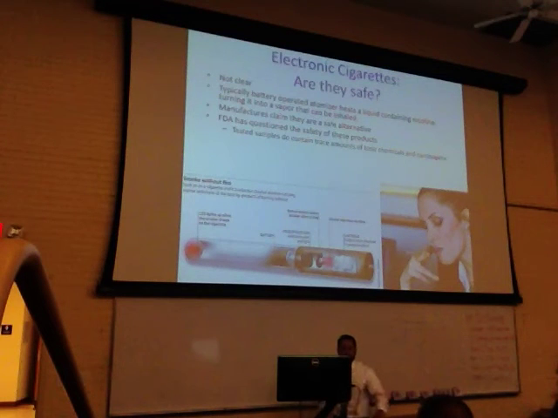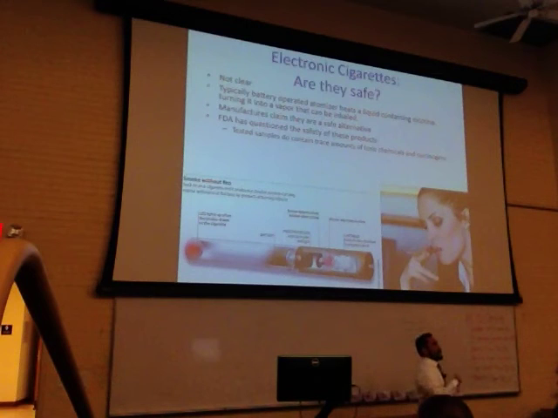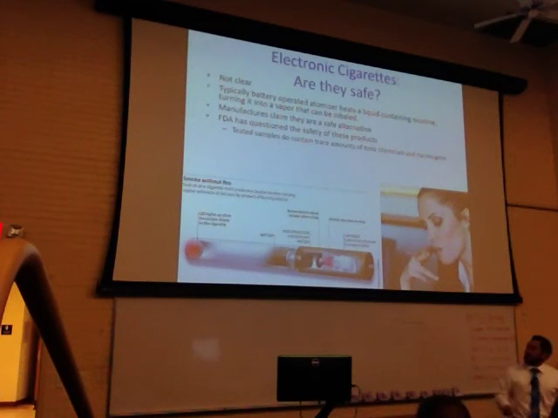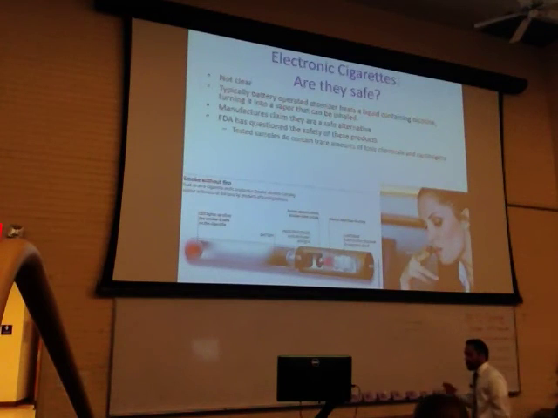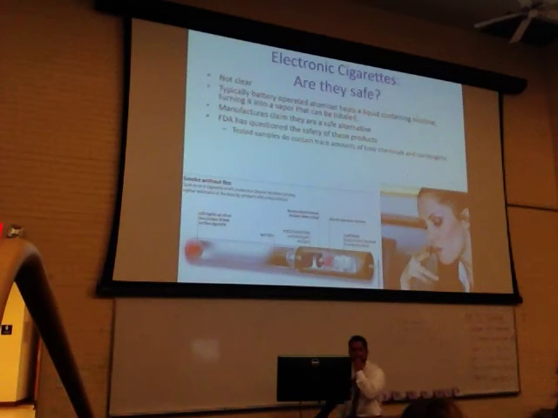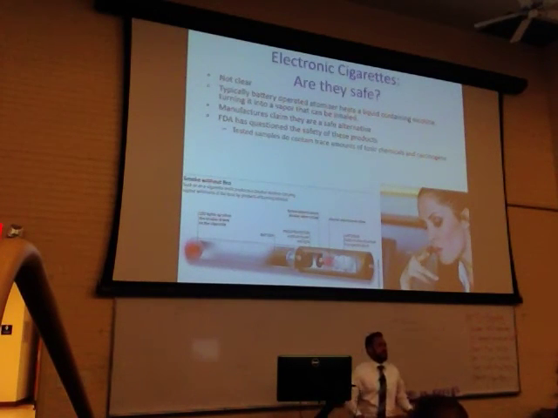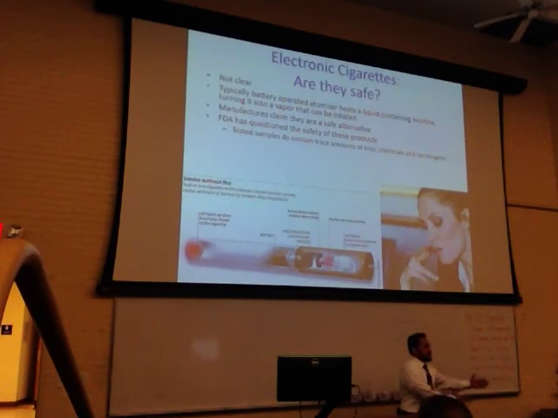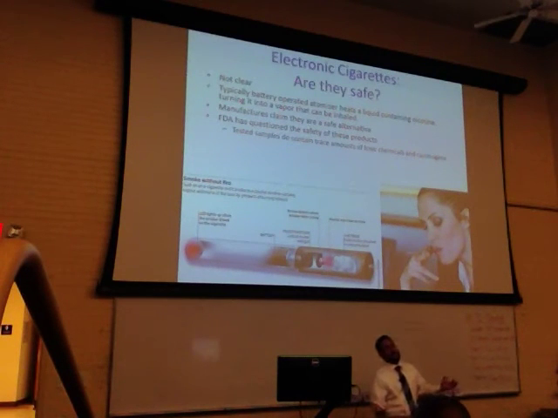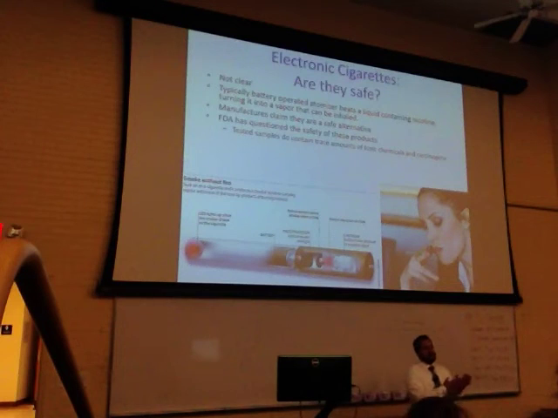So the problem is the samples that the FDA has actually tested do contain trace amounts of the same types of toxic chemicals and carcinogens that are found in cigarette smoke. Now, trace amounts, maybe nothing to worry about. But trace amounts multiple times a day, all day long, for 35, 40 years, maybe that is a problem. Okay, so we just don't know.